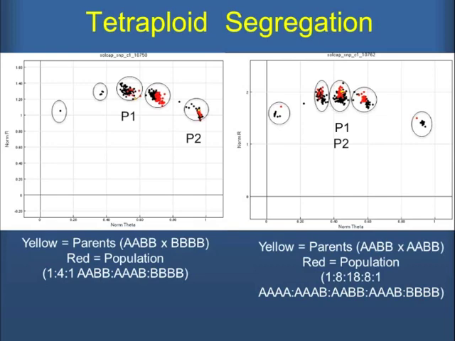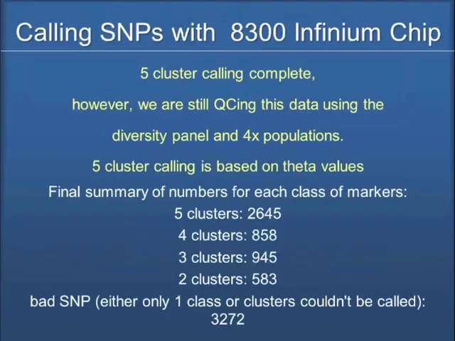And so here we're expecting the 1 to 4 to 1 segregation ratio when we have a duplex parent crossed to the homozygote, and you can see them falling into those categories. And then over here in the other screenshot, we had a duplex parent crossed to the other duplex parent, and you can see them falling into the 1 to 8 to 18 to 8 to 1 segregation pattern. So this is, to me, very exciting that we can have this type of segregation data.